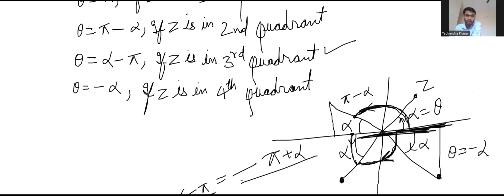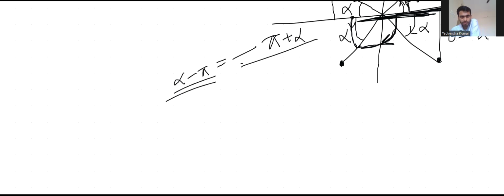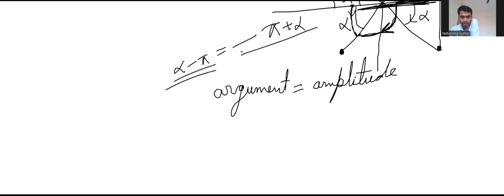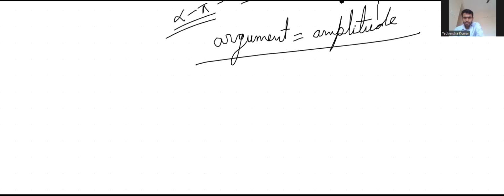Look at this third one, right? So this is called the argument. Argument has another name as well, that is amplitude. Some books call it amplitude, but argument is the most general word we use for the angle theta, right? And modulus is modulus, right? Argument is also called amplitude. Right. After this, we are moving to the next topic.